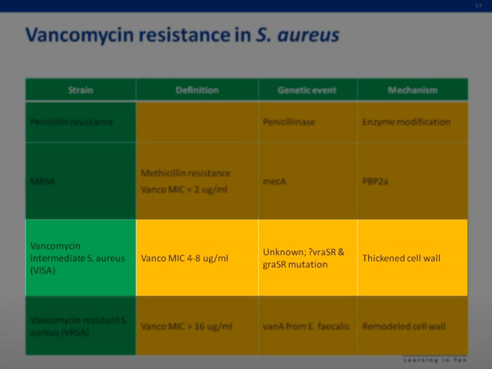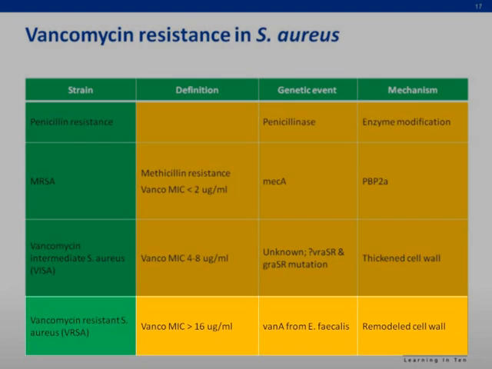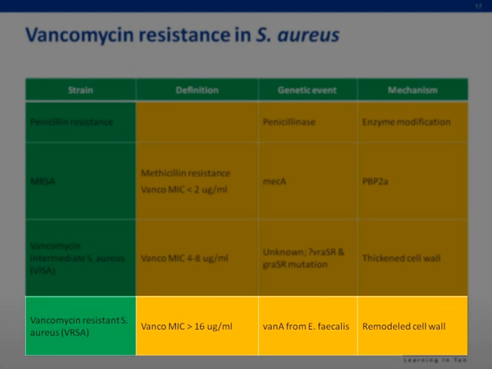In VISA, MIC to vancomycin is usually in the range of 4 to 8, and this is due to an unknown mechanism that results in a thickened cell wall. And in VRSA, the MIC to vancomycin is more than 16, and this is due to the vanA gene that was transferred from Enterococcus faecalis, and this results in a change in the cell wall that confers the resistance.